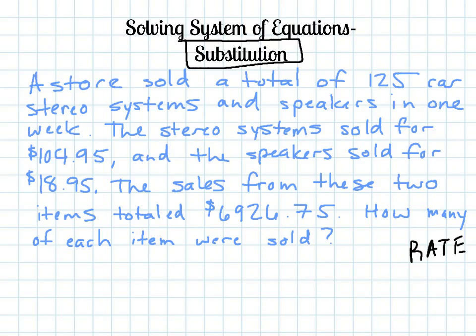A store sold a total of 125 car stereo systems and speakers in 1 week. The stereo systems sold for $104.95 and the speakers sold for $18.95. The sales from these 2 items totaled $6,926.75. How many of each item were sold? Okay, that was the reading part.